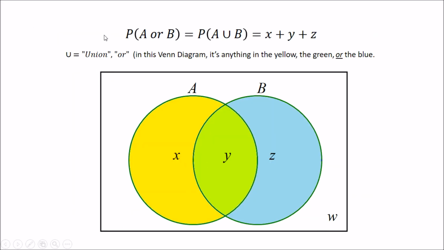More notation. The probability of A or B is also written as the probability of A union B. And that's everything that's inside circle A, as well as all the elements inside circle B. So that would be x plus y plus z in this picture. Anything in the yellow, or the green, or the blue, just make sure you don't count the y twice, the intersection region.